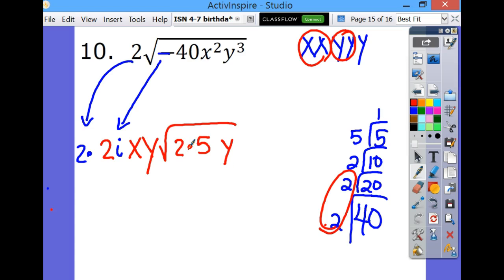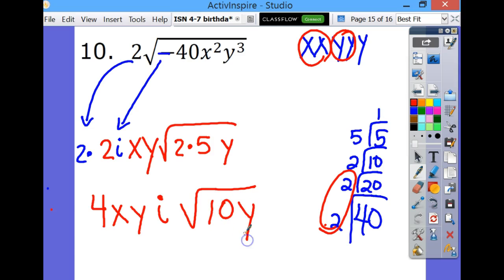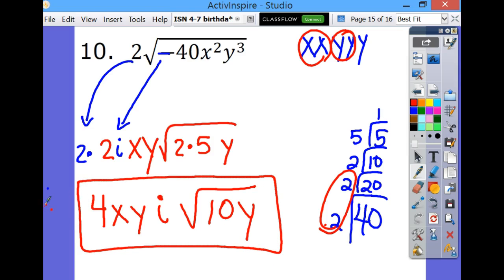Okay, so we have to get the final answer. We just have to clean this up a little bit. This would be 4. Guess we would usually write that x, y, and then the I, and 10y. That's an ugly answer, but it's not that hard to come up with, is it? Do you feel like that's enough examples, or do you need a few more?